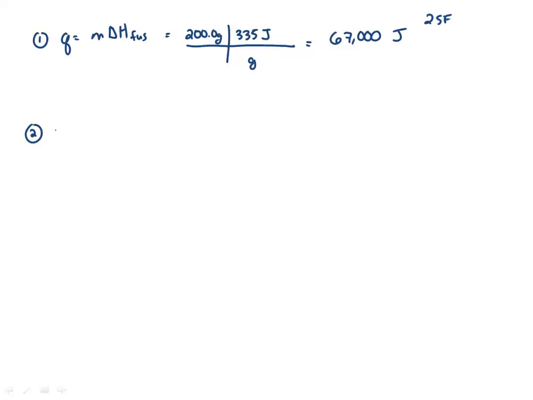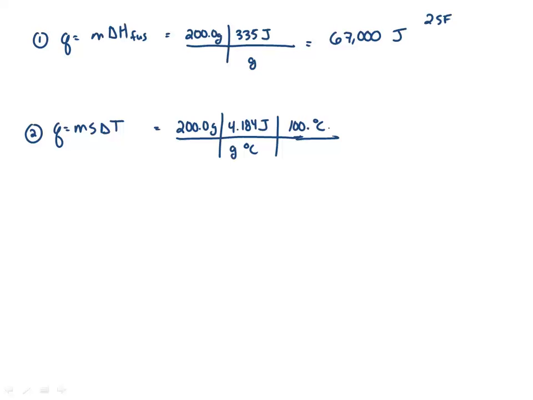Okay, part two, we're going to use our good old friend Q equals m s delta T. So we've got 200.0 grams times s, which is 4.184 joules per gram degree Celsius. And then our change in temperature is 100. degrees Celsius. So actually, we can really get to three sig figs if we want. Oh well. Such as life. 84,000 joules. We'll just round everything to two sig figs.